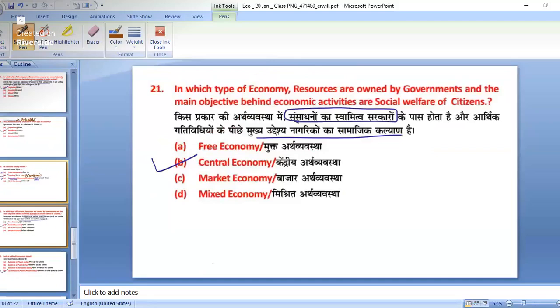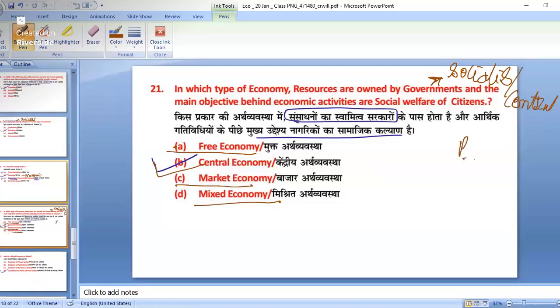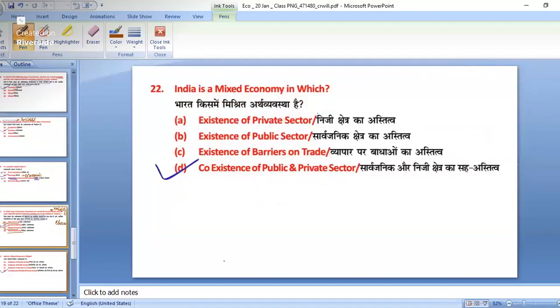Then in which type of economy are resources owned by governments and the main objective of economic activities is social welfare? Free economy and market economy are the capitalist type of economy. Owned by governments will be part of socialism. Mixed economy is different. Here the characteristic is a central economy. While studying the socialist economy, we said socialism, central or planned economy, all these three are the same.